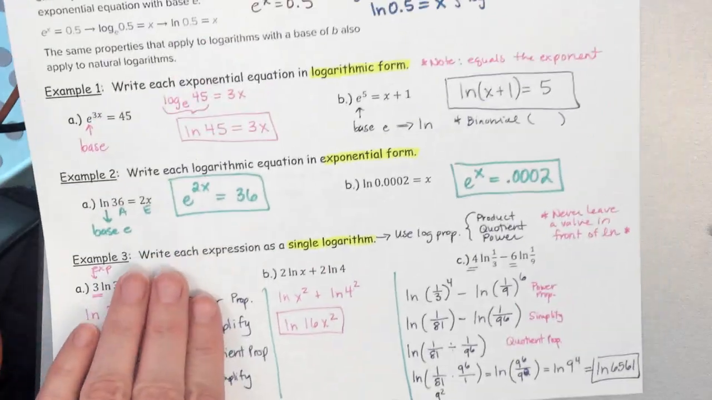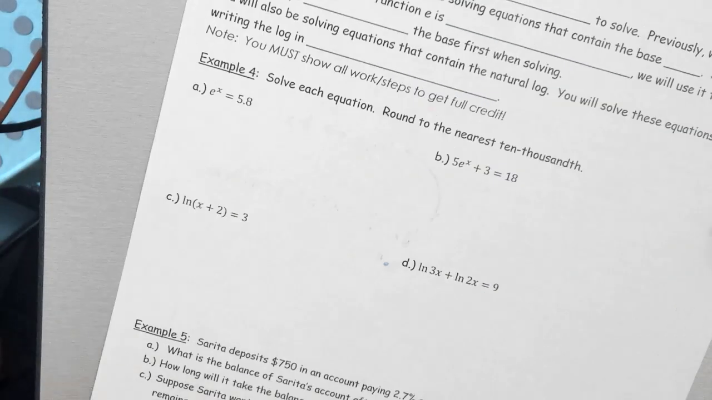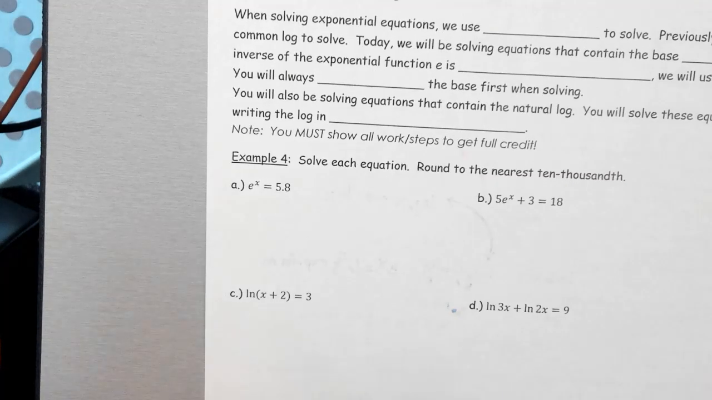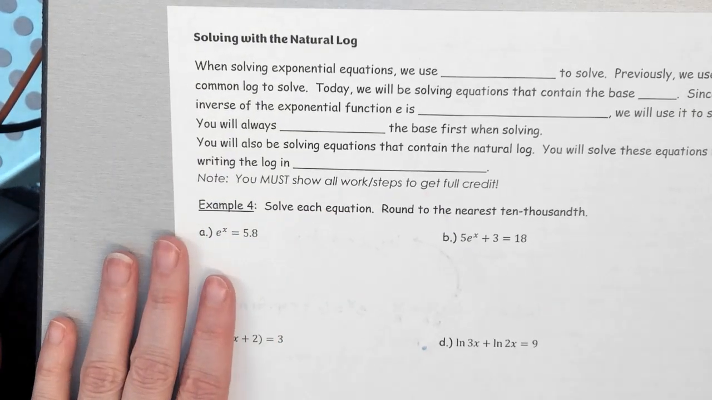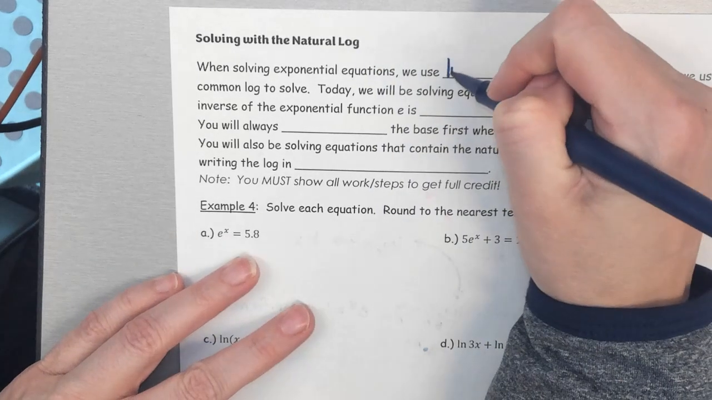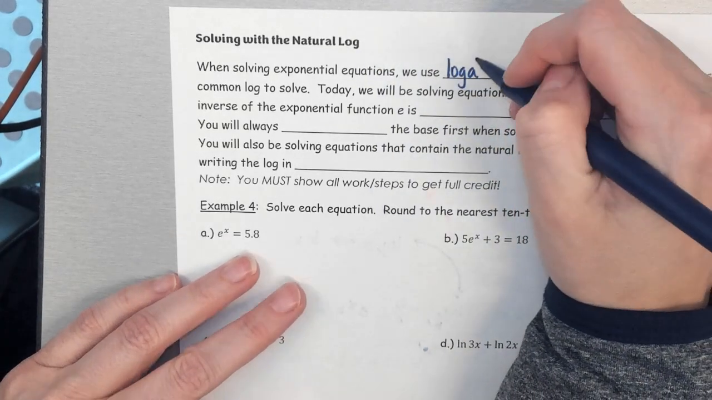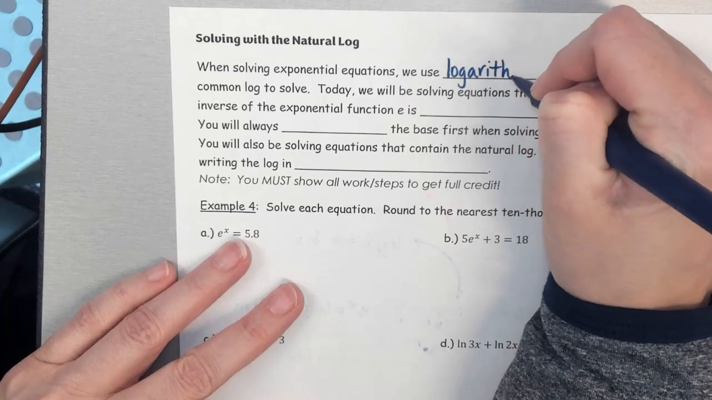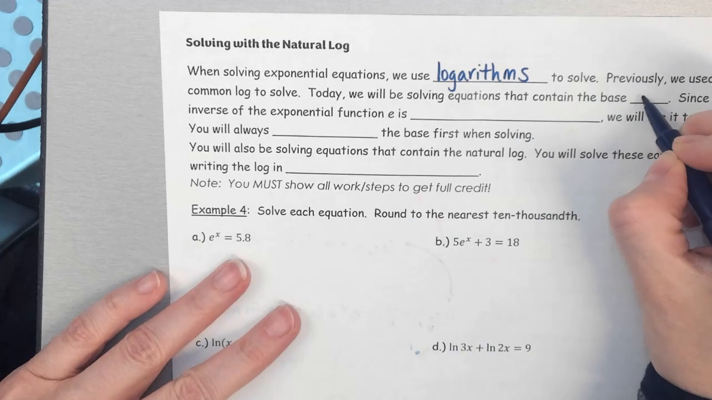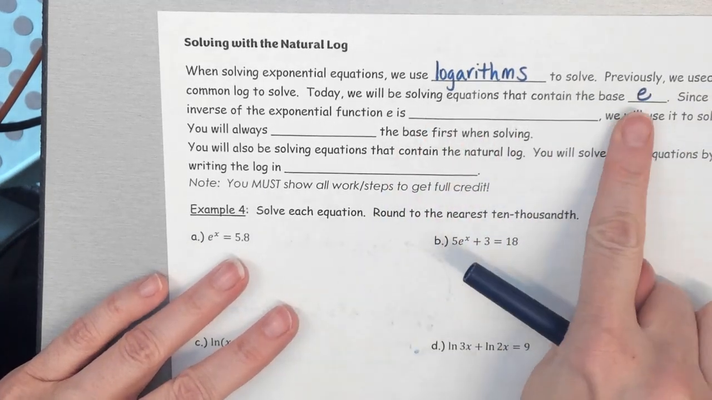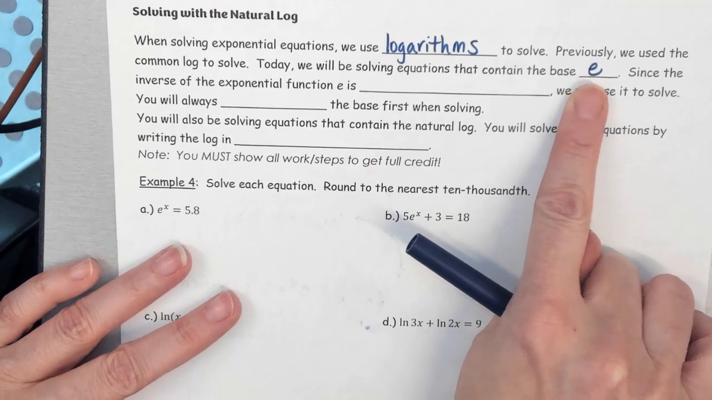All right, and now we are going to do some more solving. So yesterday we learned how to solve with logs, and yesterday we were using the common log. So whenever you're solving an exponential equation, we are going to be using logarithms. Okay, that's what this chapter is about. Can you solve with logarithms? So yesterday we used the common log. Today we're going to use the natural log because we're solving equations that have the base of e.